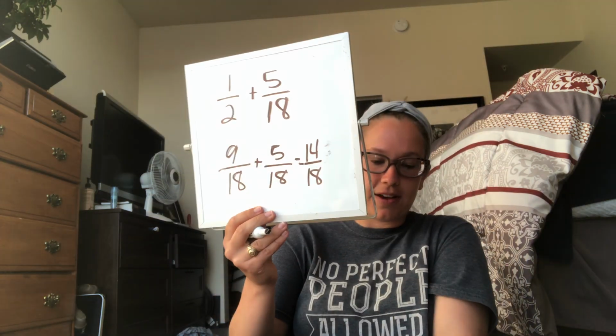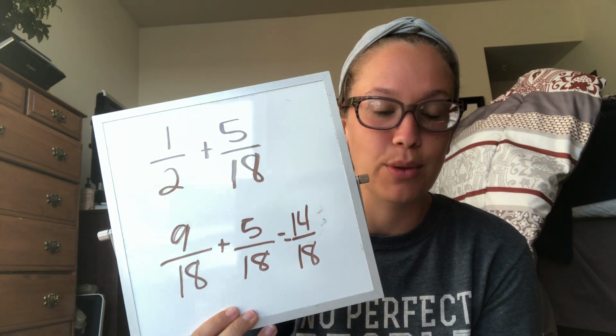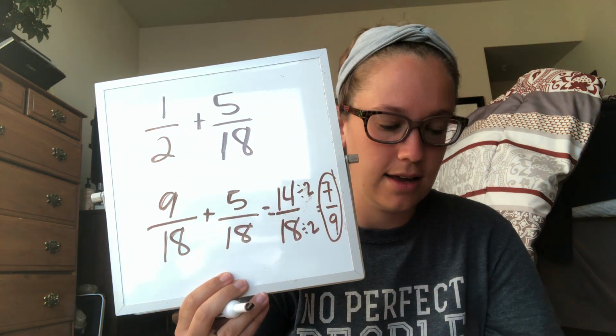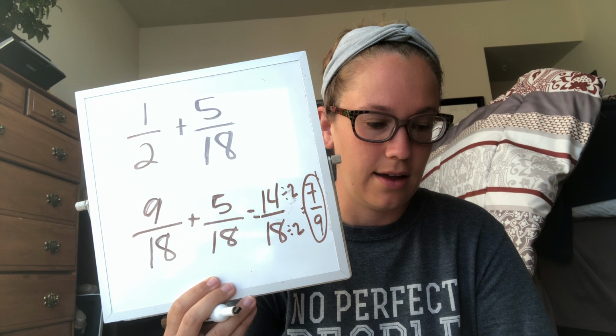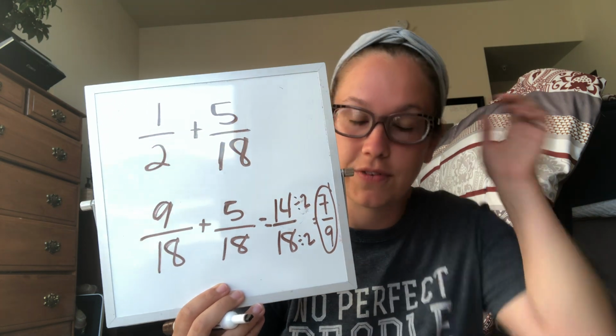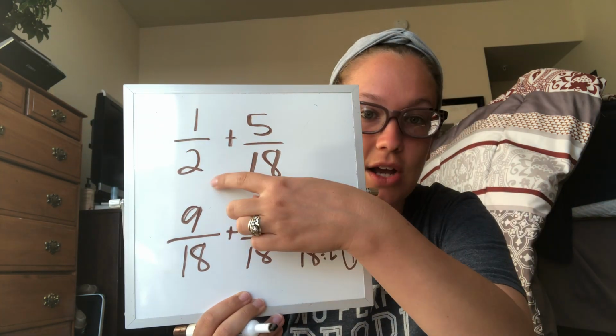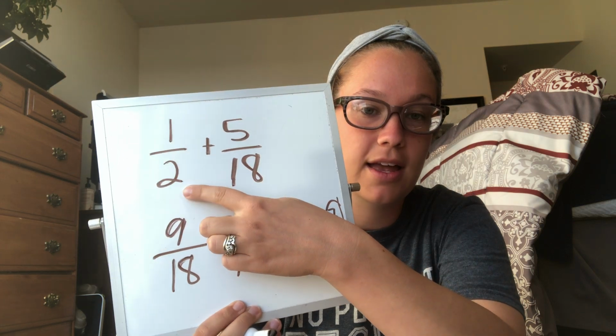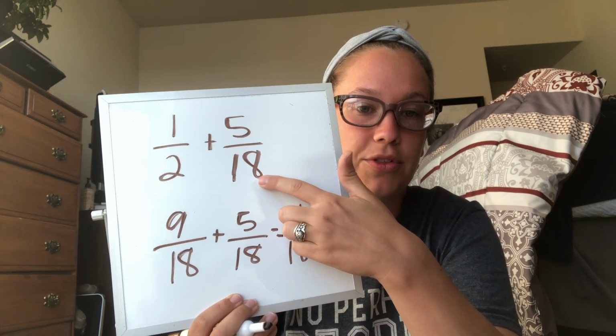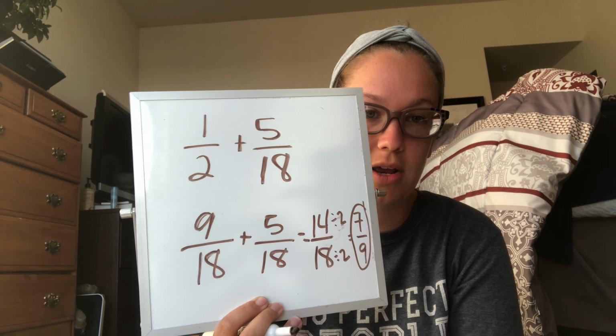And then I need to simplify that. We can divide both the top and the bottom by 2. So let's do that. And we get 7/9. All right. So first thing, I had to change my denominator by multiplying it by a number that would get me to have the same denominator.